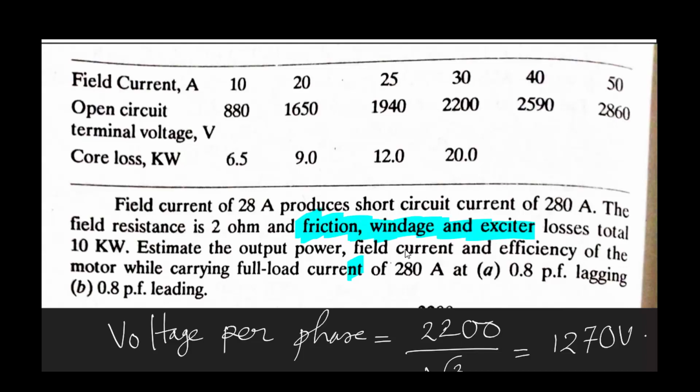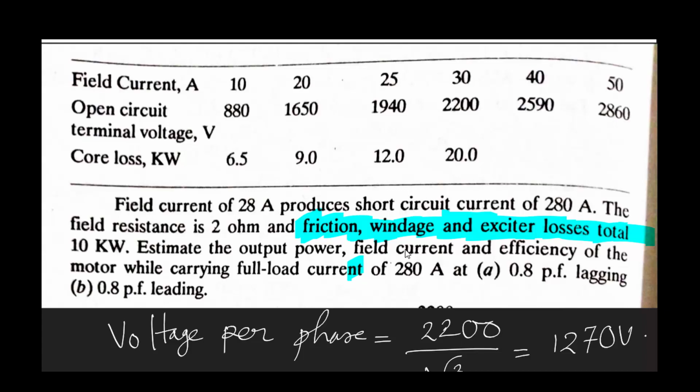Friction, windage and exciter losses. Okay. So all these are dependent on, excluding the exciter part, the friction, windage and exciter you can consider it remains constant. So all these losses are bound to be constant as long as you are using, mainly for friction and windage, a constant supply frequency.